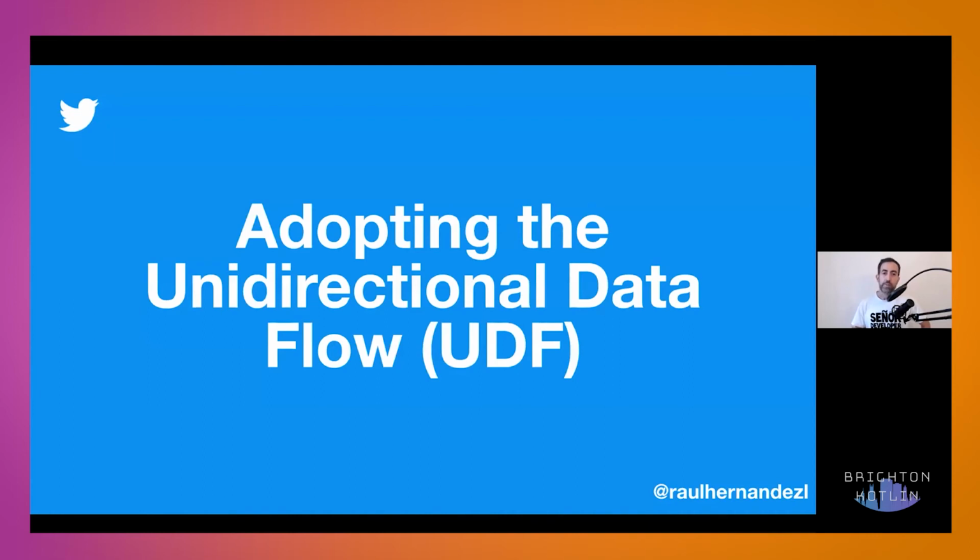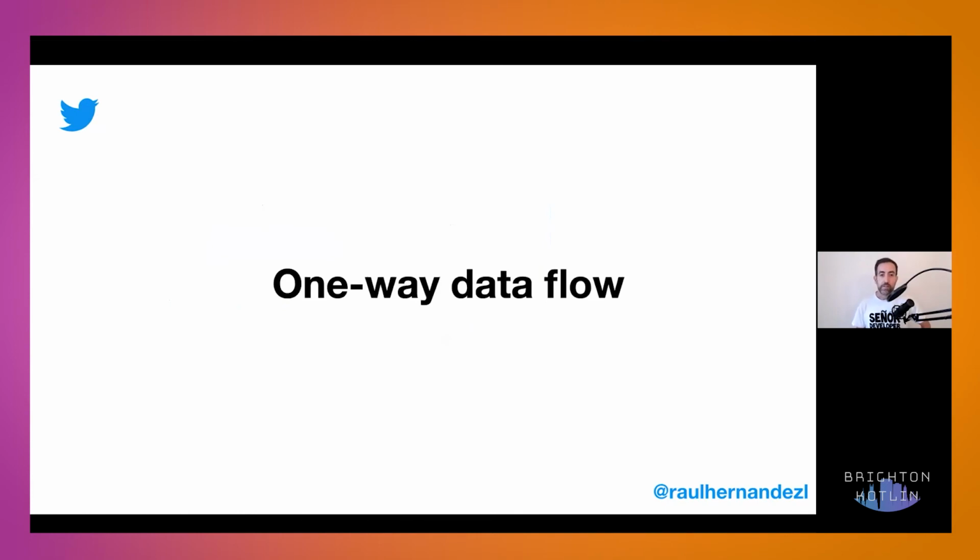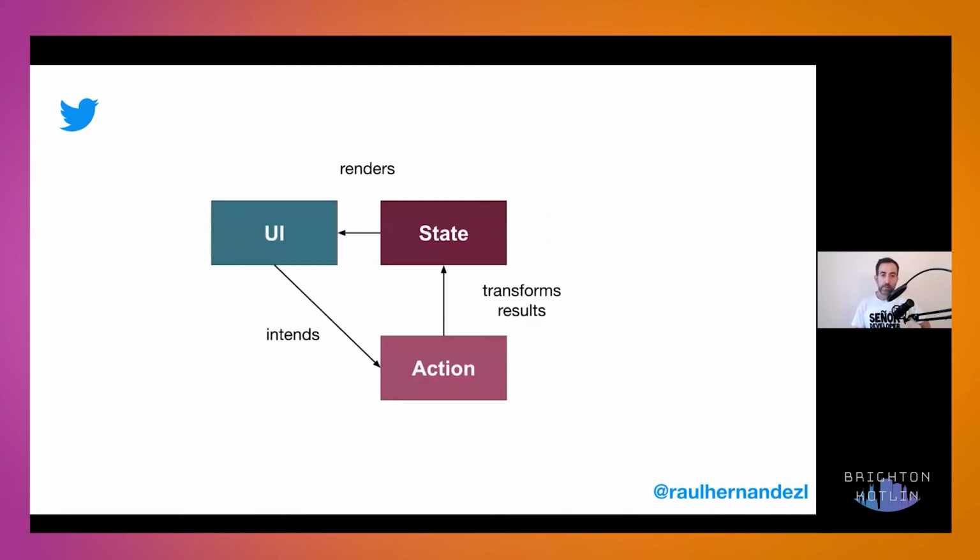Now let's adopt unidirectional data flow. And for that, we need to think, what does unidirectional data flow mean? It means that we have only one way to start, and we have only one way to finish. So this also gives us the concept of determinism. We start from one point, we finish at another point, and that should be all. Right?